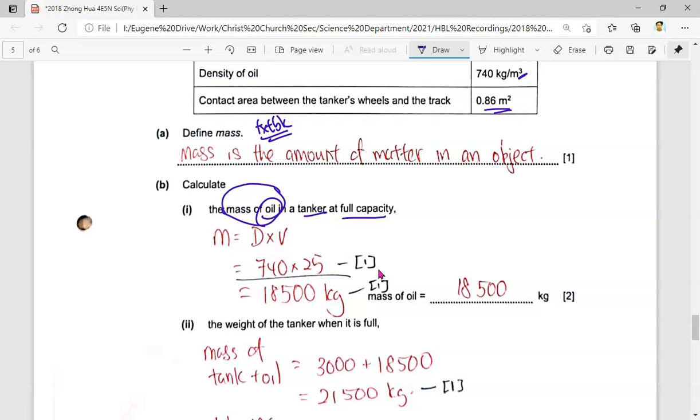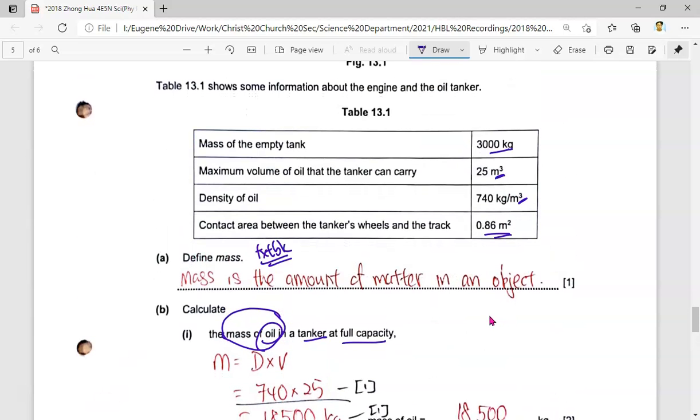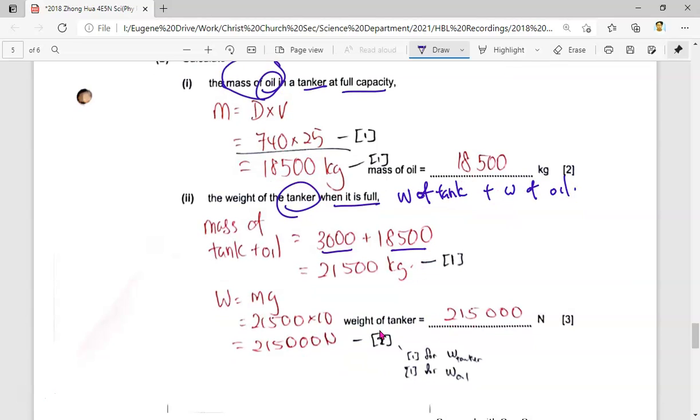Now, do take note, part 2 says the weight of the tanker when it is full. So the weight of the tanker consists of the weight of the tank plus the weight of the oil. So in order to find the weight, I need to take the mass of the tank plus the oil. So 3000 is the mass of the empty tank, 18,500 is the mass of the oil. When I add both up, I get 21,500 kg.